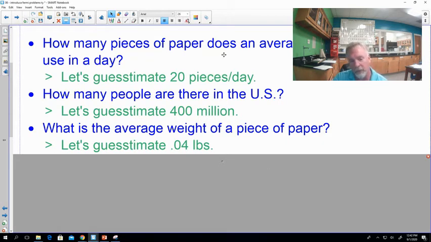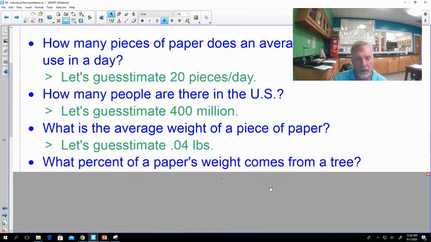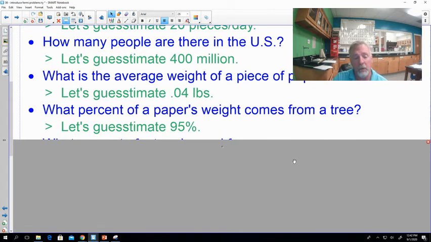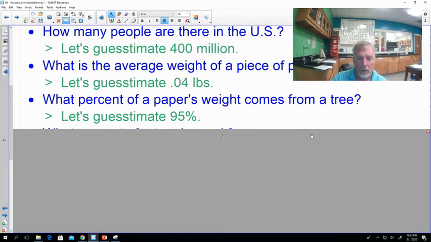All right, so you can see I'm trying to build a calculation here. How much paper does a person use? How many people are there? How much does a piece of paper weigh? Then I started thinking a little bit about this. What percent of a paper's weight comes from a tree? I would assume that it's a pretty big number, but not all of it. So maybe there's some other stuff they mixed in there to kind of bind it together so it's not just a mess. Maybe there's a coating on it so that it copies nicely. So I just estimated 95% of the paper's weight comes from a tree.